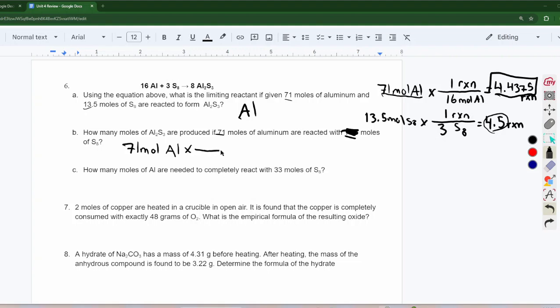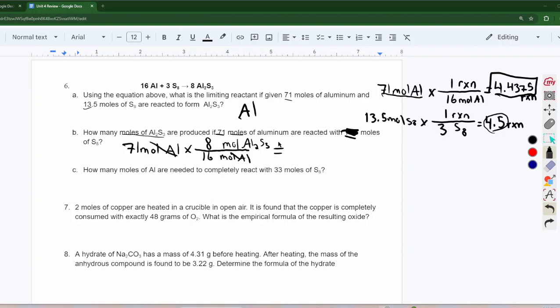And I've got to multiply by a fraction. What fraction am I going to multiply? Well, I'm trying to go from moles of aluminum to moles of aluminum sulfide, right? So for sure, right down here, I'm going to put moles of aluminum. And then on top, what am I trying to get to? Because this cancels out. I'm trying to get to moles of aluminum sulfide. Anytime I have moles over moles, I'm going to use these coefficients from the balanced chemical equation, 16, 8. I'm just using those numbers right there. And that's how many moles of Al2S3 I'm going to get.